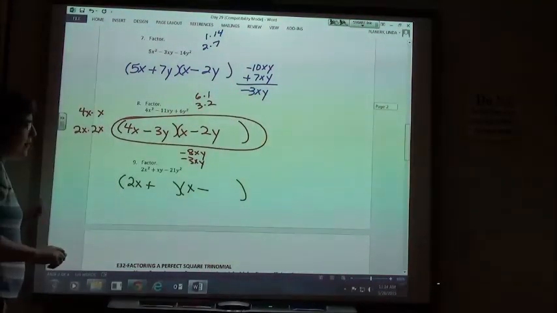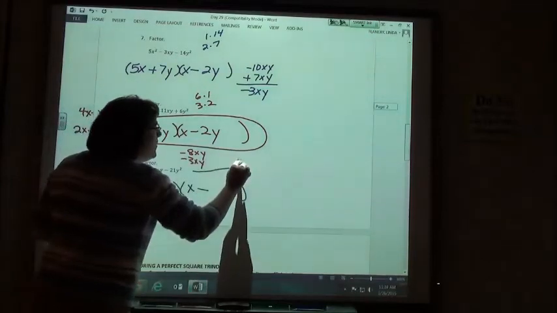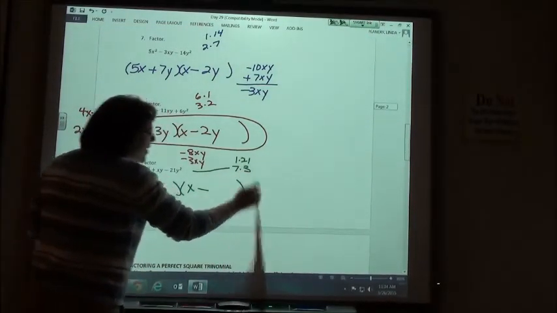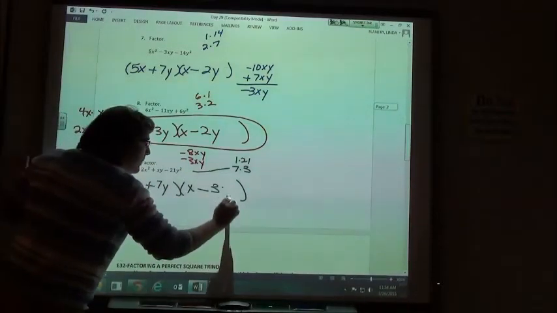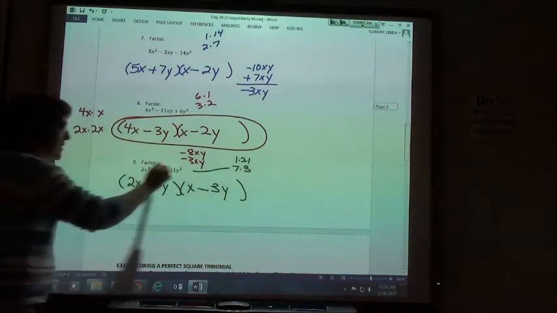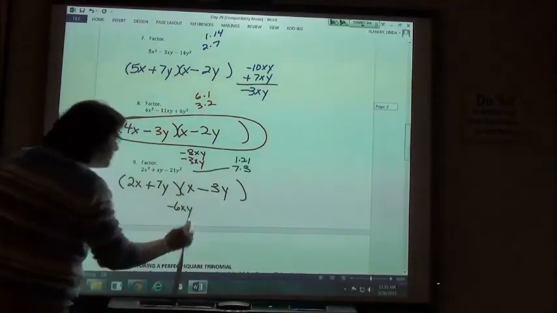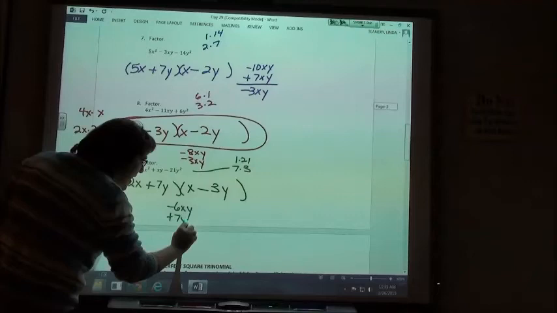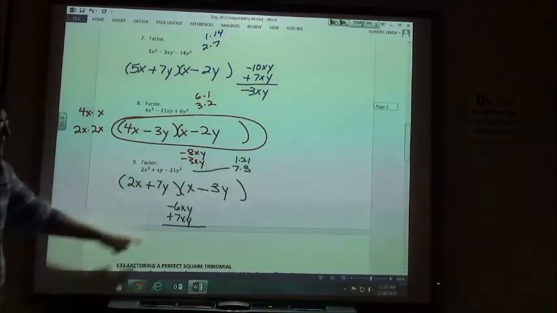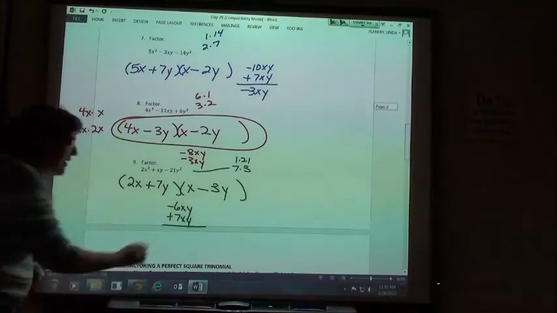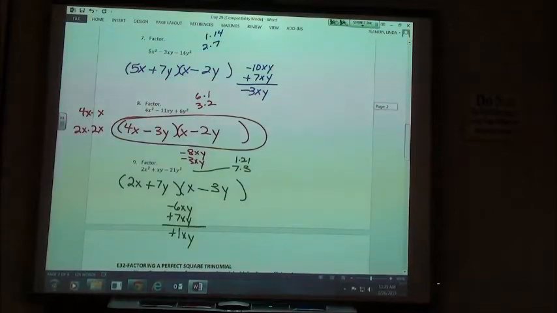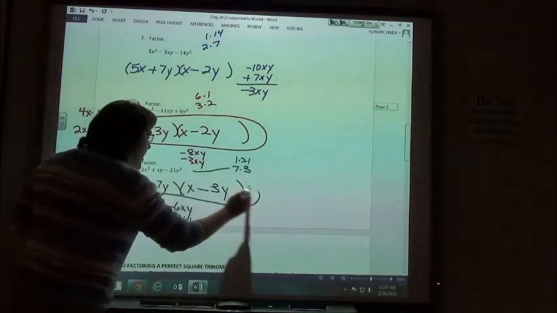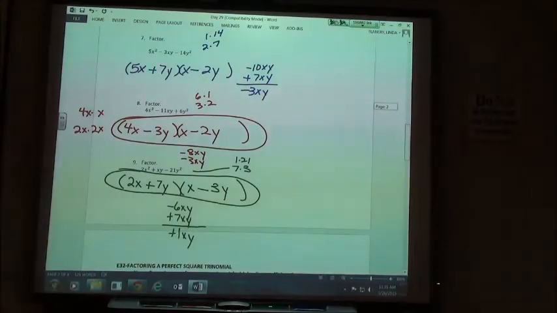Factors of 21y squared. 21 would be 1 times 21 or 7 times 3. I'm going to start with the 7y and the 3y, and then I'm going to check. My outside product is negative 6xy. My inside product is positive 7xy. Man, I'm a good guesser on this one. Negative 6 plus 7 is a positive 1xy, and that's what I wanted, a positive xy in the middle. So 2x plus 7y times x minus 3y is going to be my solution.